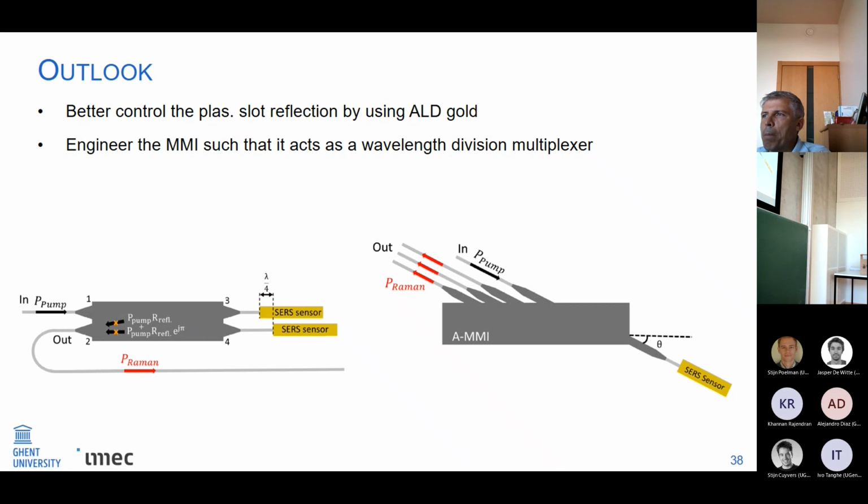Another example I found in the literature is using this angled MMI, where the pump light gets efficiently transmitted towards the sensor, but afterwards, by introducing this angle, you have these self-imaging points that differ for different wavelengths. The self-imaging points are then at different spatial positions, and therefore the Stokes light can be efficiently collected in this case, but not the pump light.